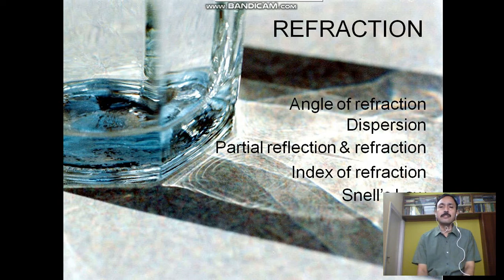Actually, one thing must be pointed out. Optical density has no relation with the density of the medium. Kerosene is less dense than water, as it floats on water, but it is optically denser than water. Optical density of a medium depends on the speed of light in the medium, while the density of a medium depends on intermolecular separation. This should be very clear.